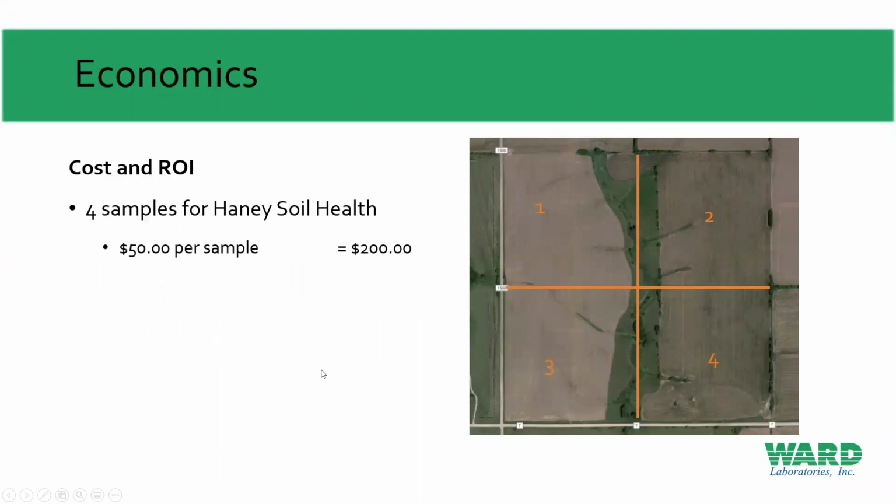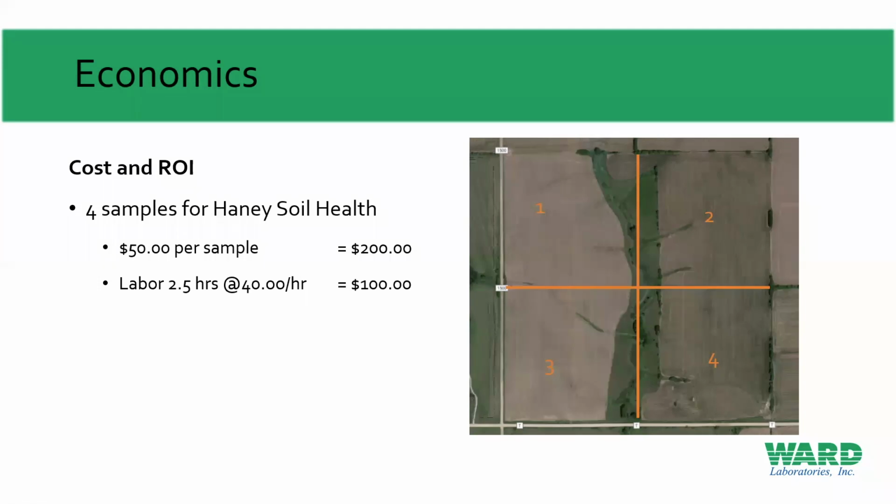We're of course listening to a Soil Health Partnership webinar, so we're going to do a soil health test. We're going to run the Haney soil test. For easy math, we're just going to say it's $50 a sample. So 4 samples, there we go, $200 spent on the lab side of things.